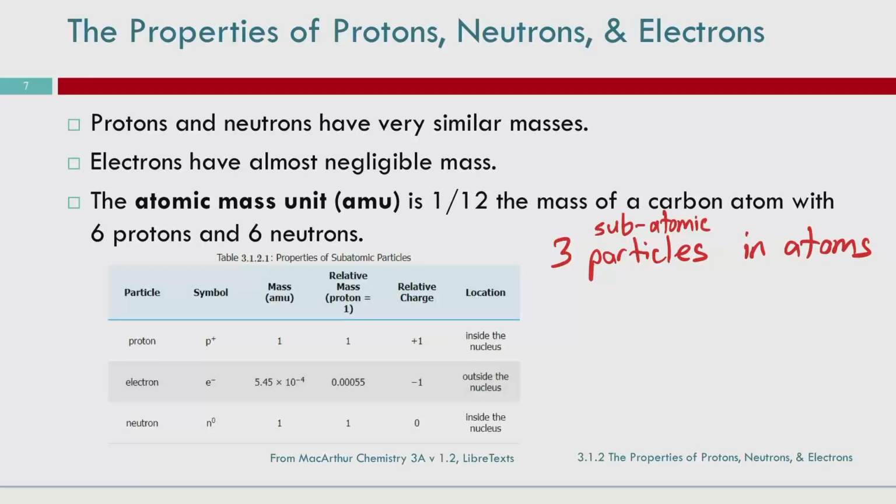Two of those particles are the proton and the neutron. Protons and neutrons have very similar masses, so they're basically the same size. Electrons, on the other hand, have almost negligible mass. They are very small. We'll talk more about that on the next slide.